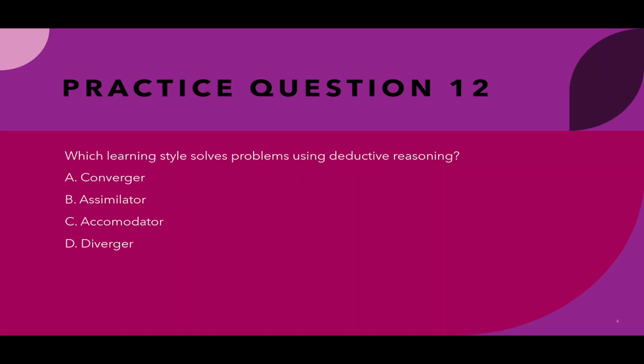Which learning style solves problems using deductive reasoning? A. Converger. B. Assimilator. C. Accommodator. D. Diverger.